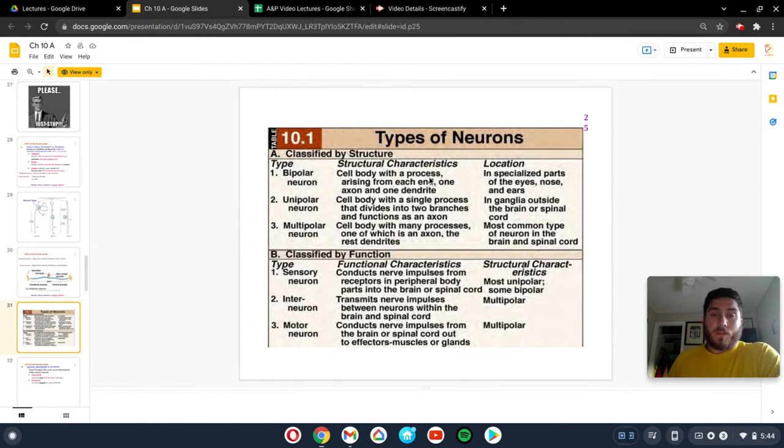So here's another nice slide that comes directly from the book that talks about the different types of neurons and where we typically find them.